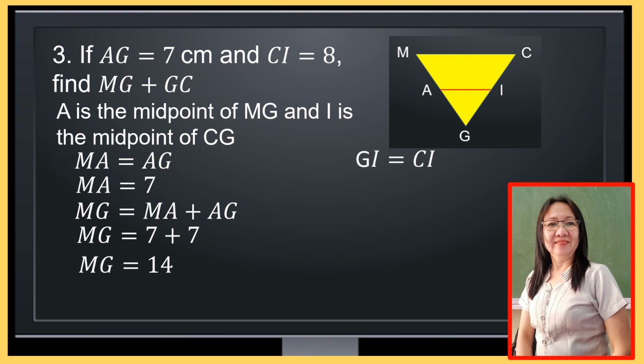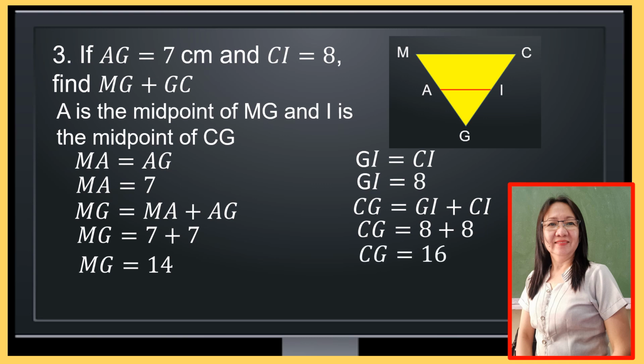So, let us find the length of GI, which is equal to our CI, because I is the midpoint. Then since in our given, GI is equal to 8, so therefore we can say that CG is equal to GI plus CI. Substituting the value, we have GI, which is equal to 8, and also for CI, which is also 8. So 8 plus 8 is 16.